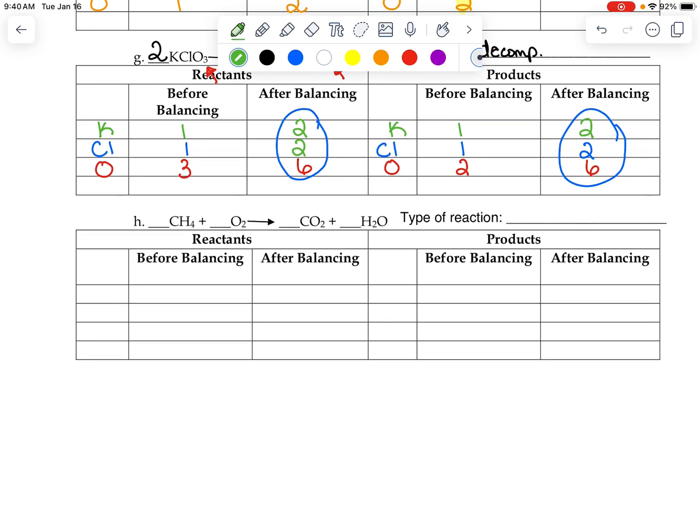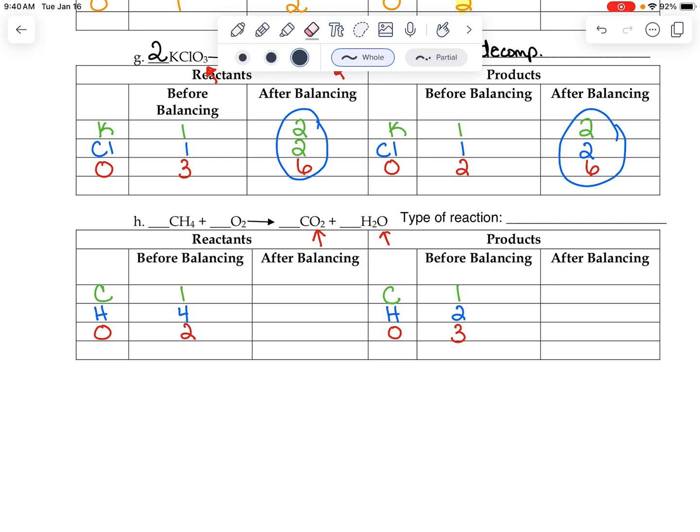Finally, the last one, we start with our counts. Carbon, I've got 1 carbon going in. I have 1 carbon coming out. Hydrogen, I have 4 hydrogens going in. I have 2 hydrogens coming out. Oxygen, I have 2 oxygens going in. I got to be careful. I've got 2 oxygens here and 1 oxygen here. So I have 3 of them coming out.